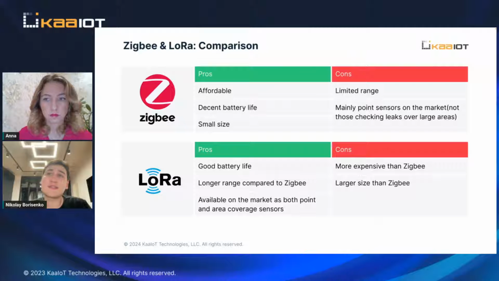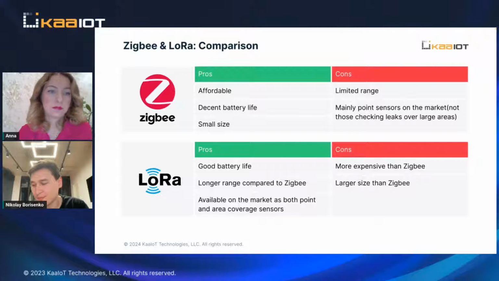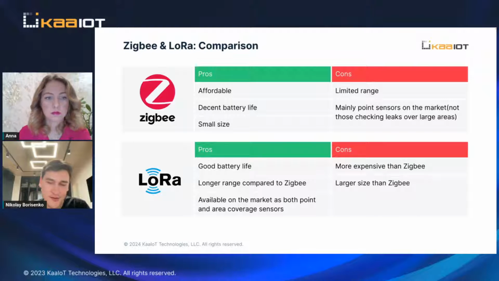But the main problem with them is distance. For example, if you install them in big apartments, they just won't work for your case. Zigbee allows you to cover maybe, I don't know, a 100 square meter apartment at max, and it won't work stably any better.